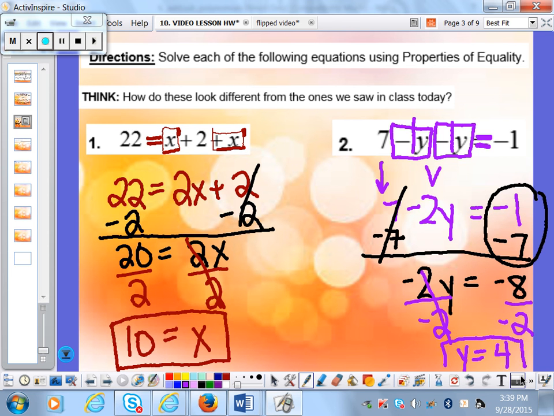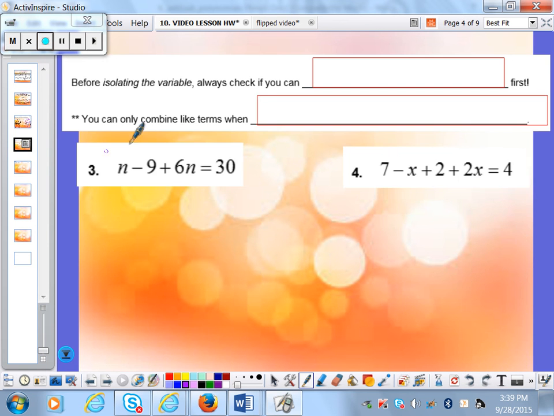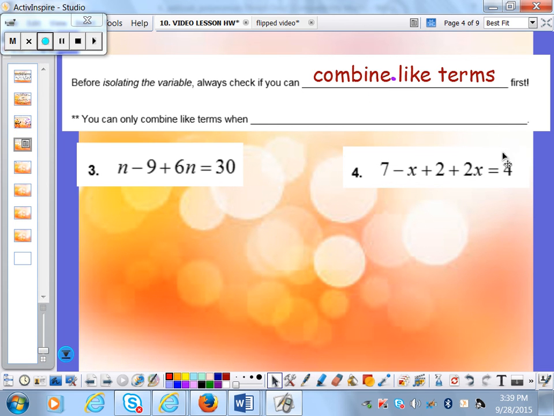So from now on, we are always going to look to see if we can combine like terms before we solve any equation. So in your notes, we have, before isolating the variable, always check if you can combine like terms first. You can only combine like terms when they are on the same side. So I'm going to do 2 more examples with you, and then 5 or 6 are on the back of the worksheet, and you can go on your own.